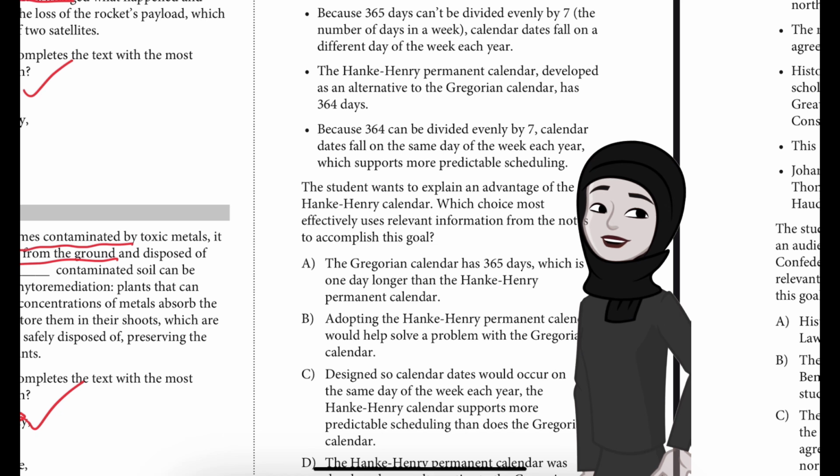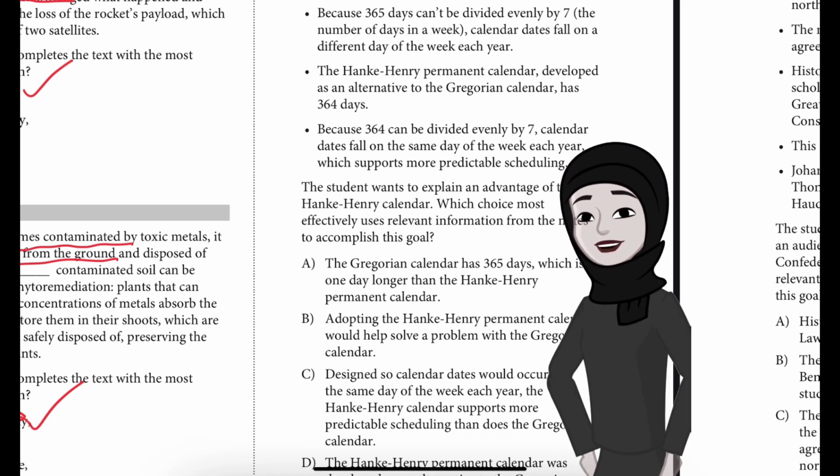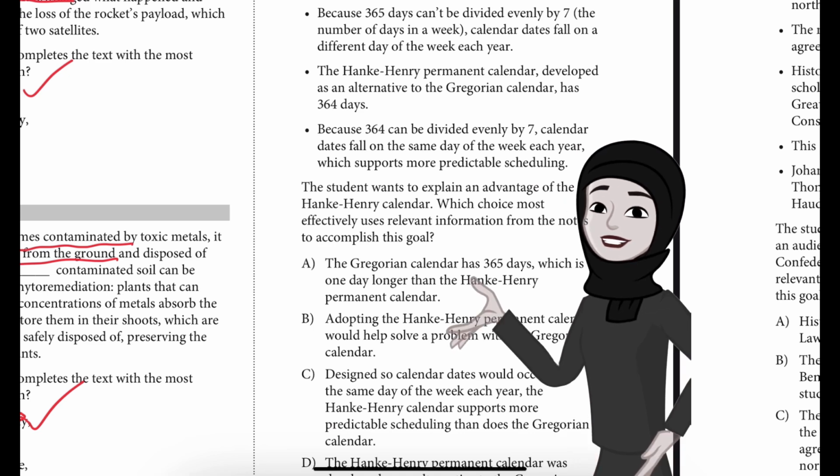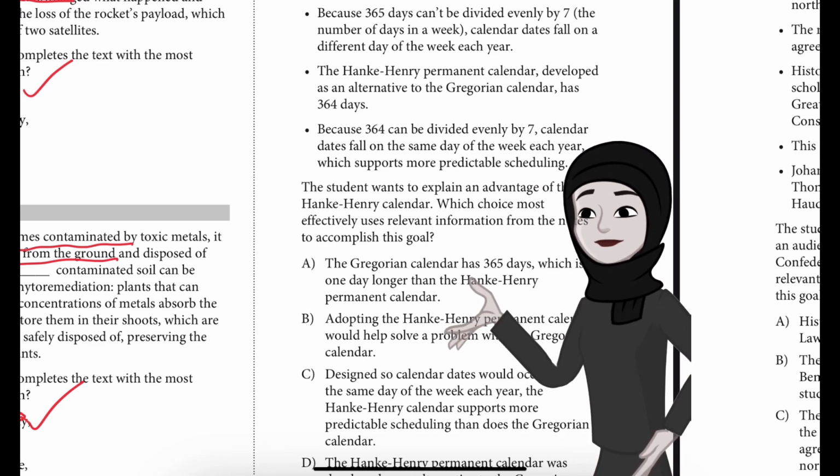The student wants to explain an advantage of the Hanke-Henry calendar. Which choice most effectively uses relevant information from the notes to accomplish this goal? So, which do you think is the correct answer?